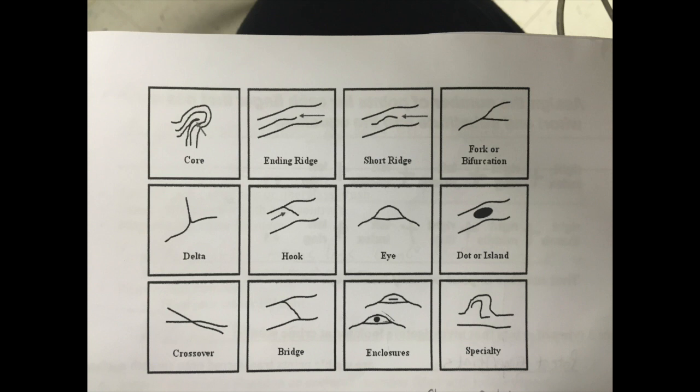A crossover is when two lines cross each other, so it's like kapow. A bridge is basically two lines with a line connecting both, so it looks like an eye. Enclosures are basically an eye, but with a dot or a line. And a specialty looks like an ear. It's like an arch, but then there's another little one, like a 2. It's basically an arch, then a 2, and then a line under. So there you go.